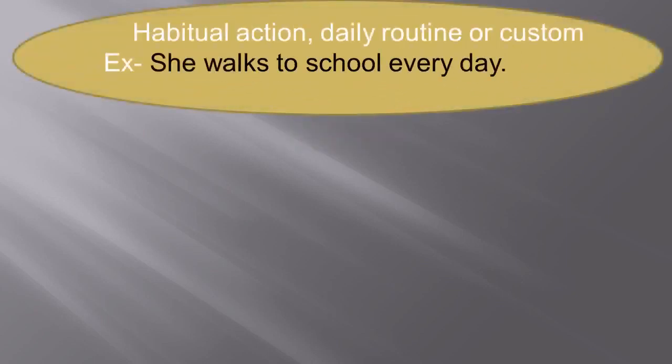Now let's see the first use of present indefinite tense. Present indefinite tense is used to describe an action that represents some habitual action, daily routine or custom. For example, she walks to school every day. That represents what? That this is a kind of daily habit. So present indefinite tense is used to express some habitual action, daily routine or custom. For example, I go out for a walk daily. She goes to school every day.